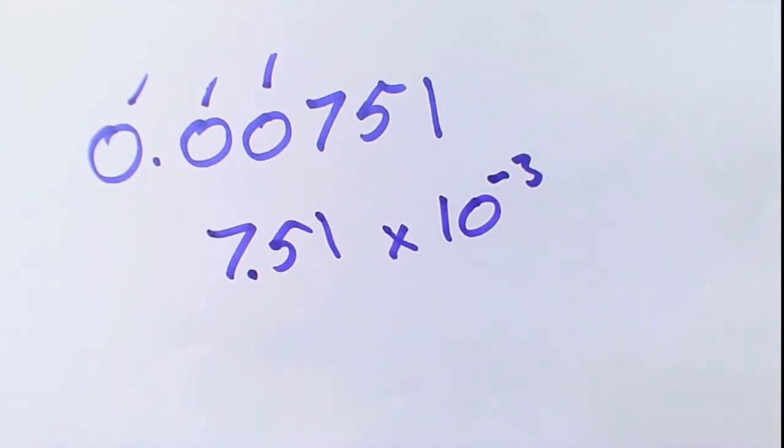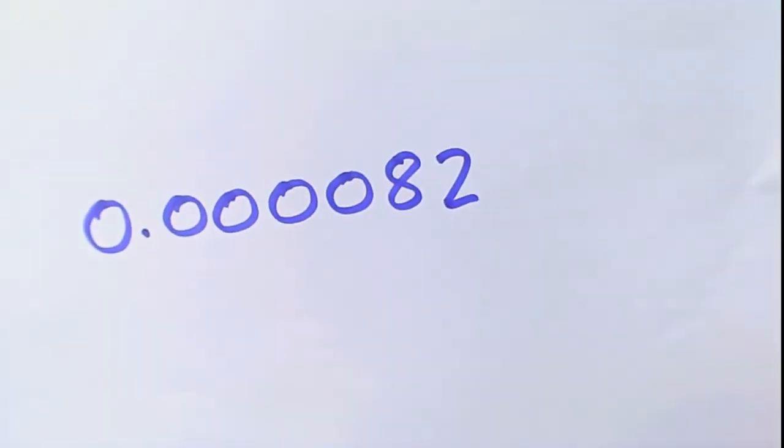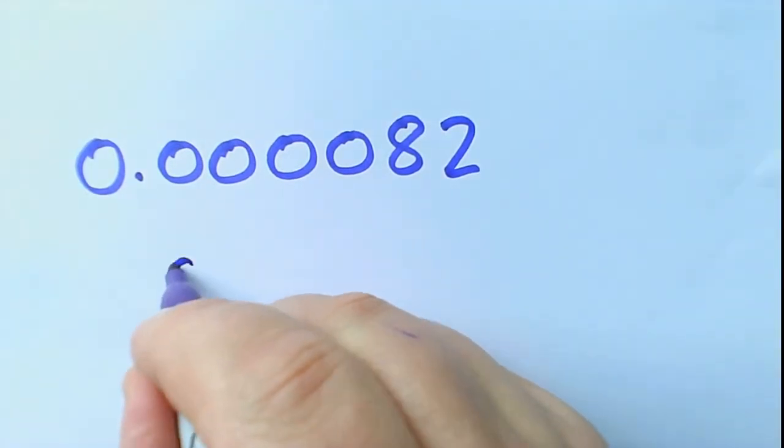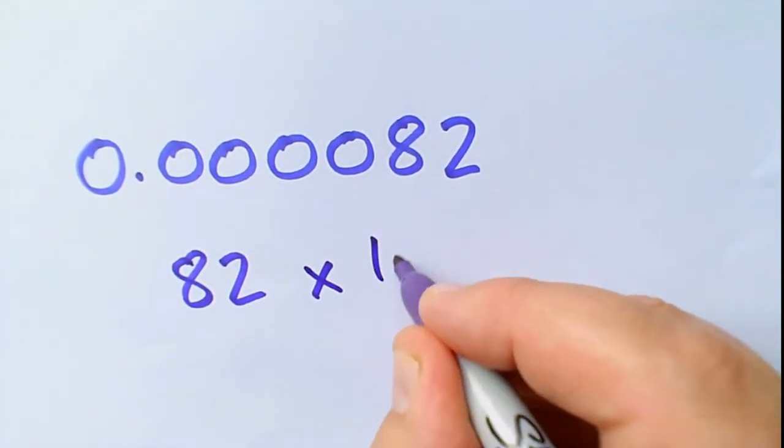Let's see if you can have a go at one. So, like we did before, just pause the video, have a go at writing this number in standard form, and then just resume the video. Okay, step 1, 82. Just ignore all the noughts and write down the number, then put times by 10.